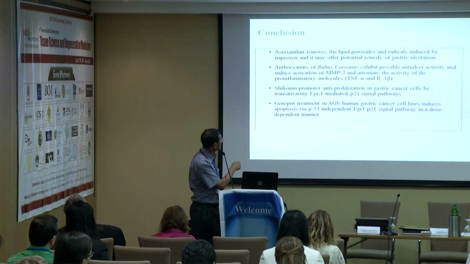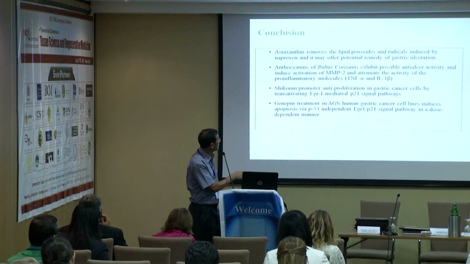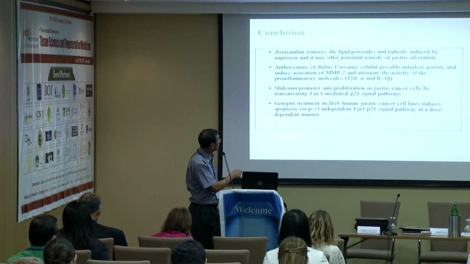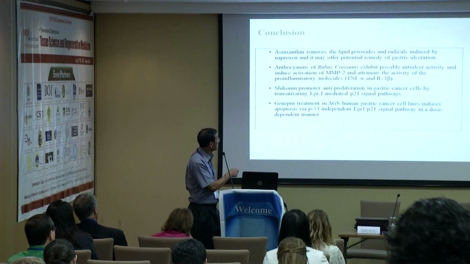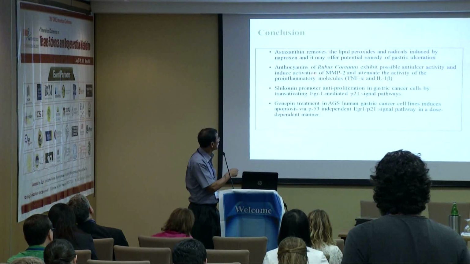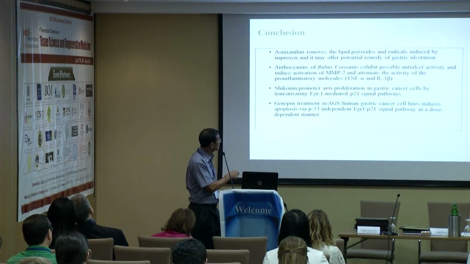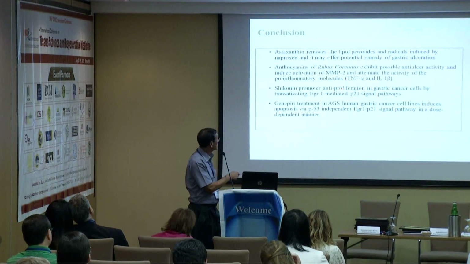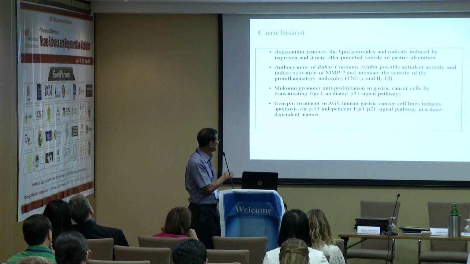So the conclusion: astaxanthin removes oxidative radicals and is a potential remedy for gastric ulceration. Anthocyanin from blackberry or black rice is possibly anti-ulcer, inducing activation of MMP2 and attenuating activation of pro-inflammatory molecules. Chiconin promotes cell cycle arrest by transactivation of EGR1-mediated p21 signaling. Genipin is similar.